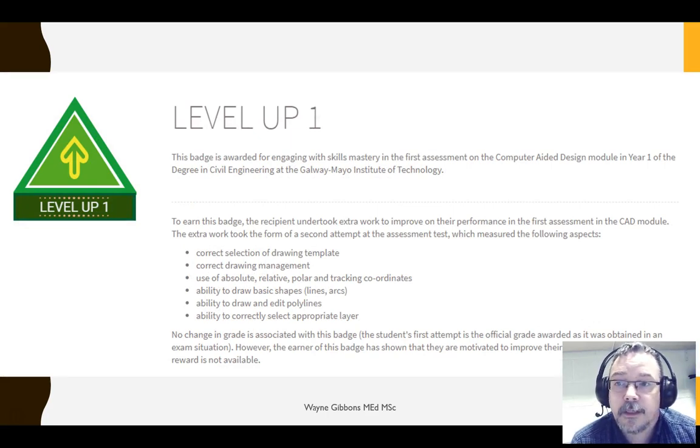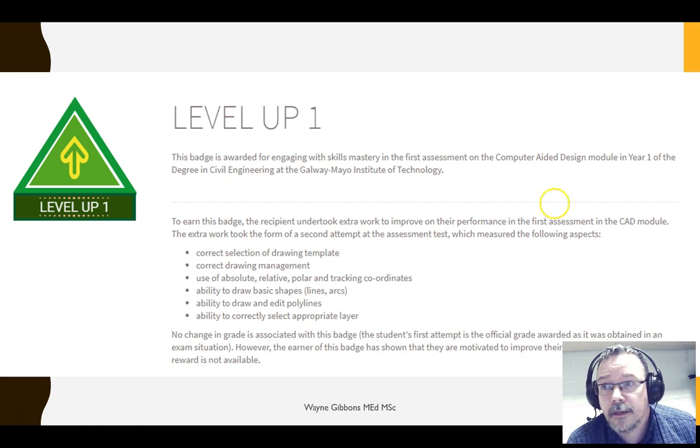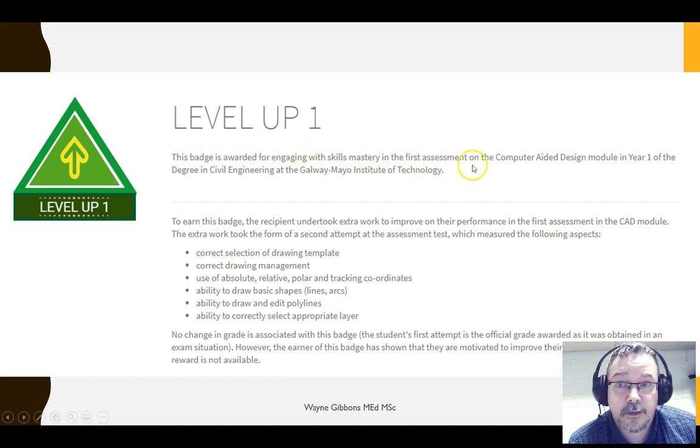I mentioned this one already, and this is something that came up in phase 2 when I re-interviewed the employer. This badge is something that the employer really saw a high value in. So with this one, again, it's describing the badge up here, telling the reader that it's to do with the first assessment on the computer-aided design module in year 1 on the degree in civil engineering at GMIT. And it also says the criteria that the student had to do.